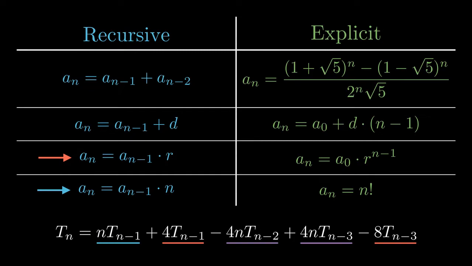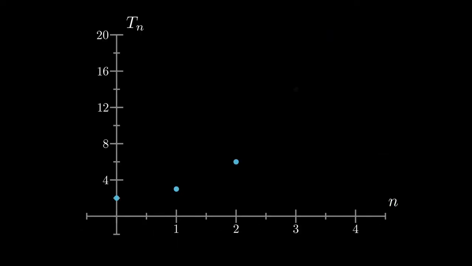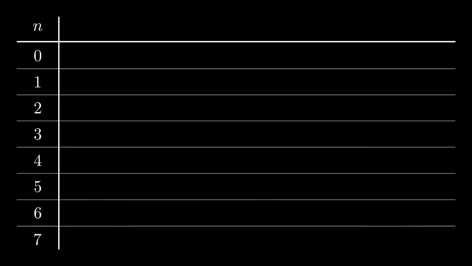Let's look at some of the numbers in this sequence. A graph won't be very useful in this case since the function blows up extremely quickly, so a table of values will probably be more helpful. Here are the first 8 terms of t.